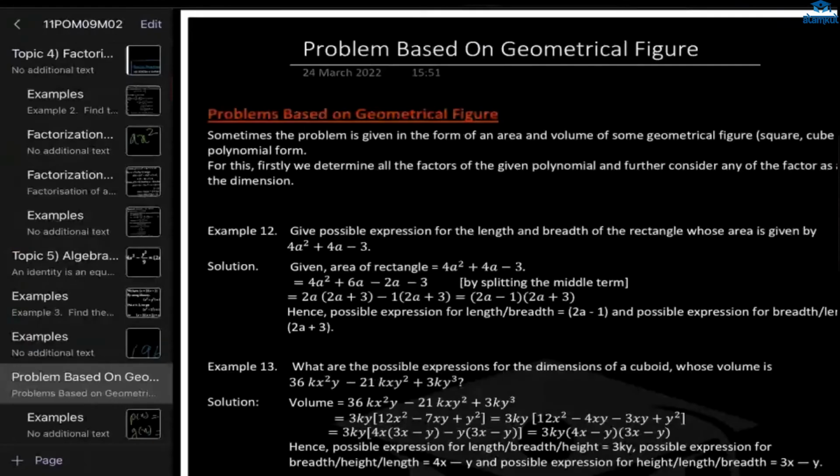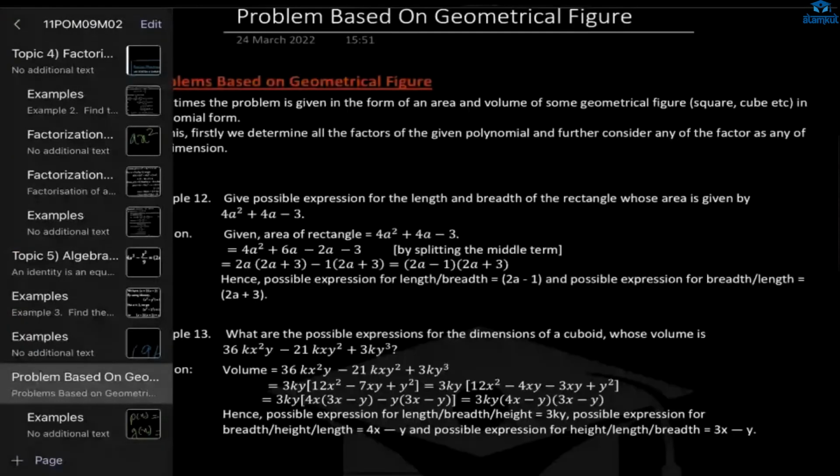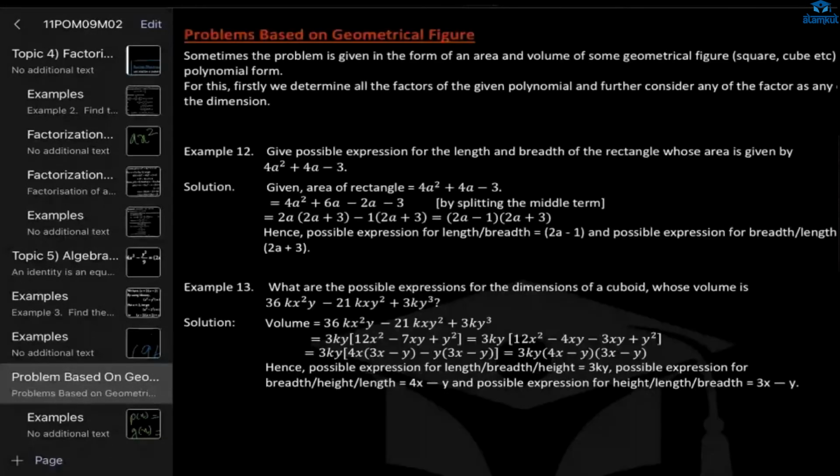Now, sometimes you can find questions like this: problems based on geometric figures. Geometric figures means square, rectangle, where their length and breadth are given, or maybe a quadratic equation is given and you need to find out the length and breadth. So how are you going to do it?